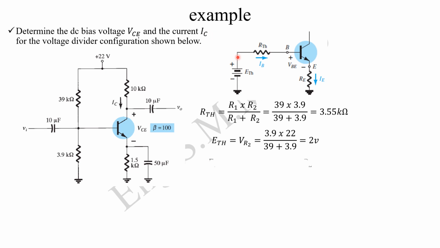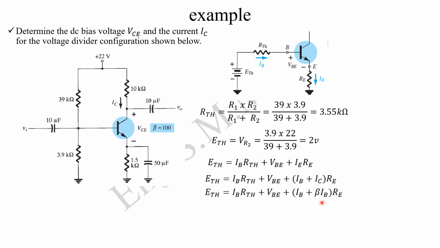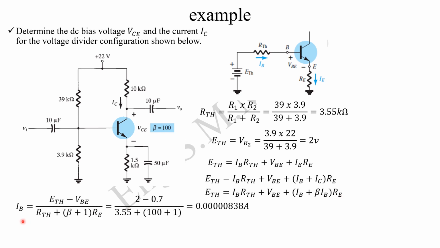So how do you find current IC? We know that ETH is equal to IB RTH plus VBE plus IE RE. From here, we know that IE is basically a summation of two currents, IB and IC. What we are looking for is IB. So you can make IC in terms of IB, for we know that IC is beta times IB. So now the whole equation is written in terms of IB. From here, you make IB the subject of the formula. Making IB the subject, you're going to have ETH minus VBE divided by that.